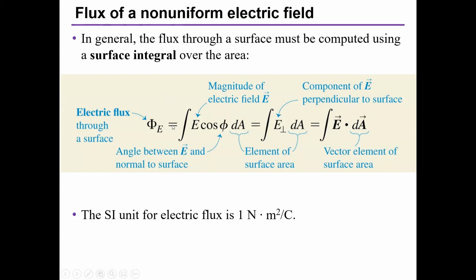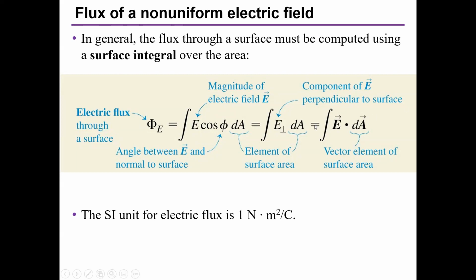Look at here, the electric flux is represented by ΦE and is equal to the integration of E cosine phi dA, where phi is the angle between E and the surface area vector dA. Or you can express it in terms of E perpendicular dA, where E perpendicular is E cos phi, and also in terms of the vector product E dot dA. So this is a very nice equation to calculate electric flux. The SI unit of electric flux is newton meter squared per coulomb.